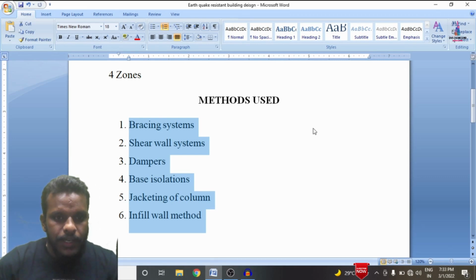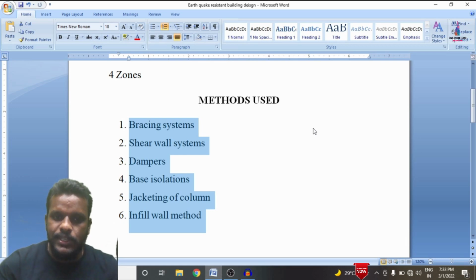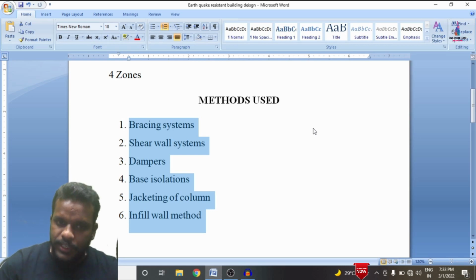The first one is the bracing system. A bracing system is a steel member connected to the bay frame. If you consider the beam and column section, in between that bay frame structure we need to construct the steel bracing system. These steel bracings consist of different types: forward bracing, backward bracing, X-type bracing, V bracing, inverted V bracing, K bracing, and Y bracing. The next one is the shear wall system, which is also one of the most important methods to increase the stability of the building structure.